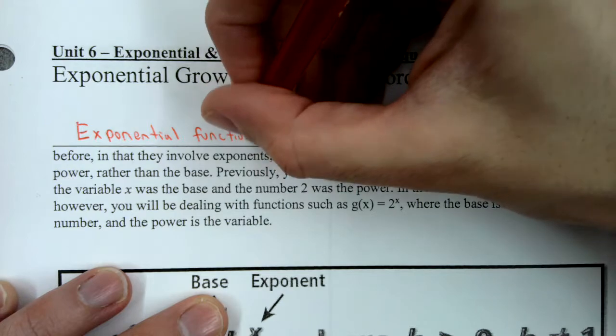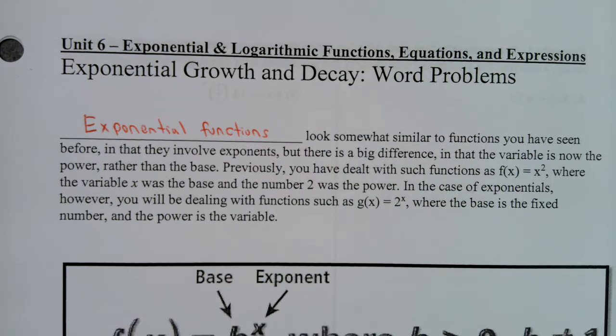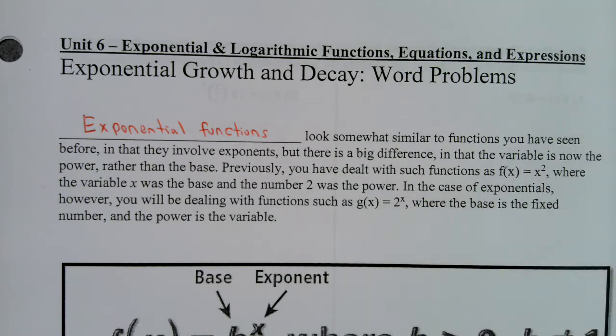Exponential functions look somewhat familiar to functions that you've seen before in that they involve exponents, but there is a big difference in that the variable is now the power rather than the base. Previously in this class we've dealt a lot with functions such as f of x equals x squared, where the variable x was in the base. Now the variable x is going to be the exponent. So for example, g of x equals 2 to the x power. The base is the fixed number and the power is the variable.